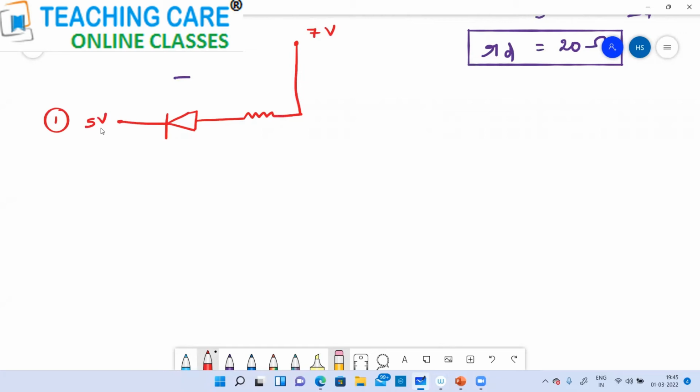See, if the positive is at high potential than the negative, for forward bias, P side should be at higher potential than the N side. So what is the P side here? 7 volt. N side is 5 volt. So it is forward biased because P side is higher potential than the N type.